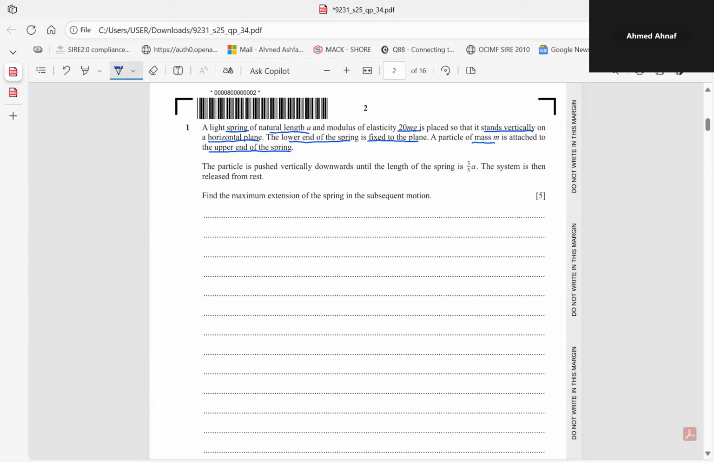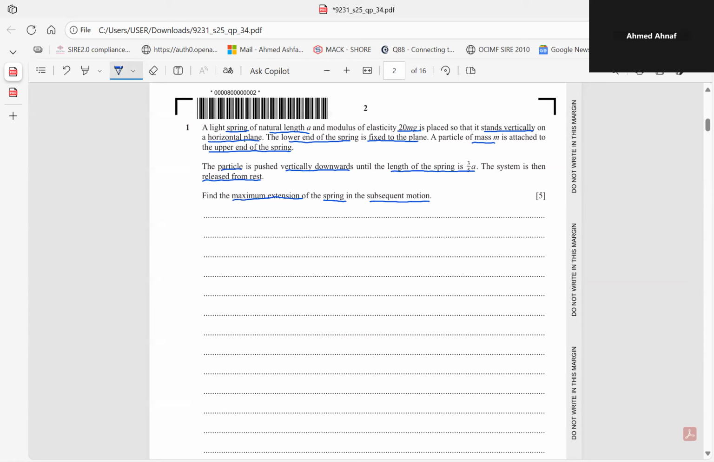Okay, and then we're told the particle is pushed vertically downwards until the length of the spring is 3 over 5a. The system is then released from rest. So they pushed it down until it was compressed, because the length of the spring is less than the natural length, and then they released it. So using all this, you have to find the maximum extension of the spring in the subsequent motion.